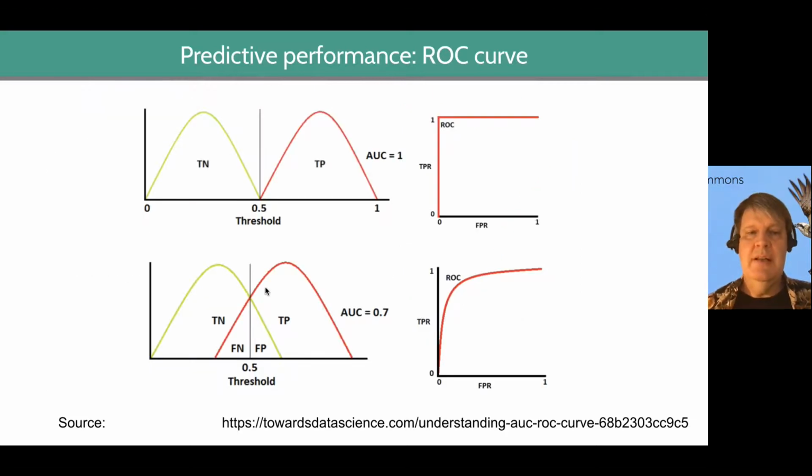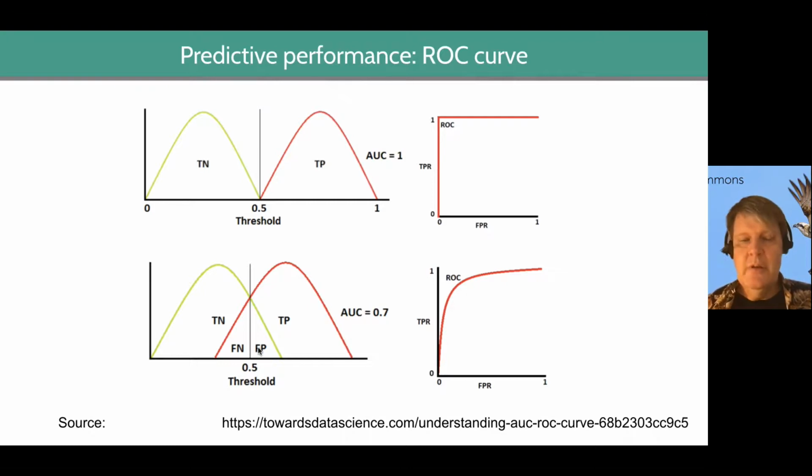And I'm going to try and explain that a little bit better. So if we had perfect performance, right? These are all our true negatives, and they all fall under a threshold of 0.5. And these are all our true positives, and they all fall above our threshold of 0.5. Then our ROC curve, our receiver operator curve, doesn't look like a curve at all. It includes all of this space. The area under the curve is 1. We are predicting perfectly according to our data.